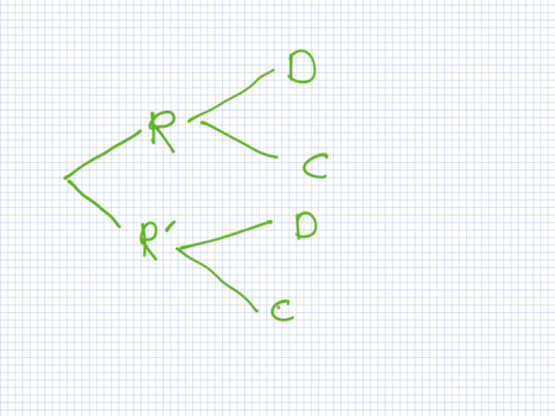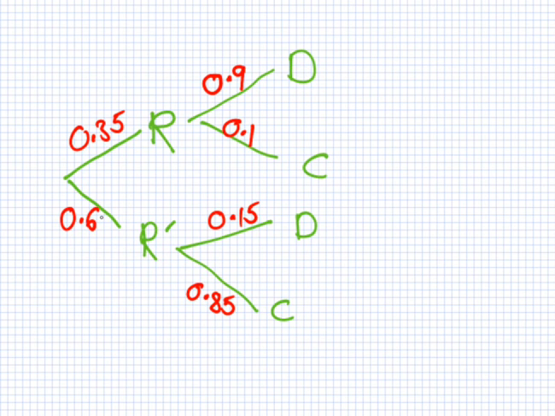it says, if it is raining, then the probability he would drive is 0.9. So, what is the probability he will cycle? 0.1. If it does not rain, the probability that he cycles is 0.85. And that he drives? 0.15. The probability that it will rain is 0.35. And not rain? 0.65.